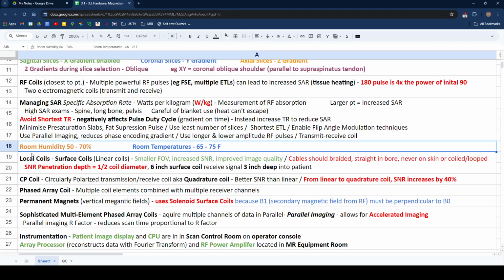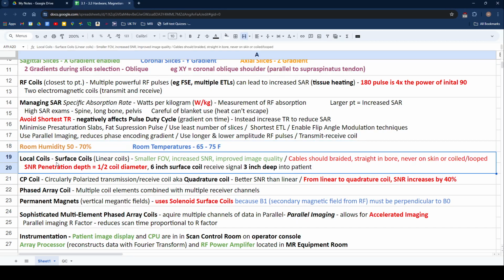The room humidity should be between 50 and 70%, and the room temperature should be 65 to 75 degrees Fahrenheit. Local coils or surface coils, known as linear coils, use a smaller field of view and increase the SNR, signal to noise ratio, to improve the image quality. Cables should be braided straight in the bore, never on skin or coiled or looped.